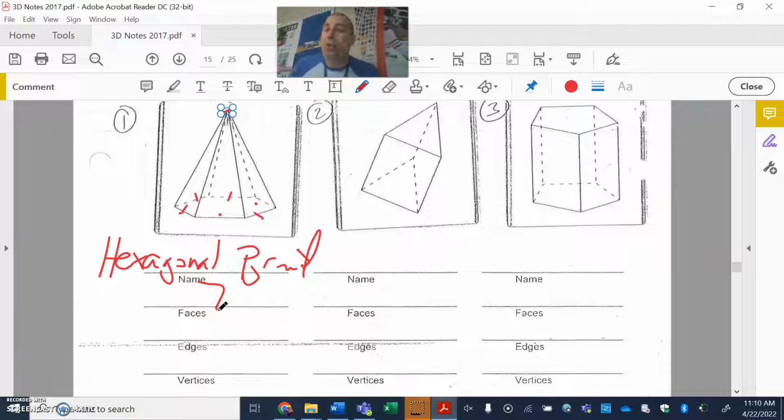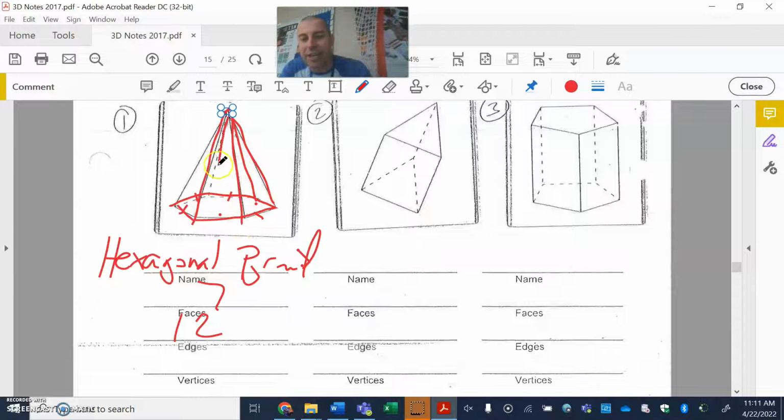Your edges. Your edges are what looks like your line segments. So if we look at the bottom here, it's a hexagon. We're going to have 6, all right? And then we're also going to have 6 that are going up as well. So that gives me a grand total of 12. And again, I could go ahead and count my 6 and say 7, 8, 9, 10, 11, 12. We can do that, but we'd rather you try to visualize it.